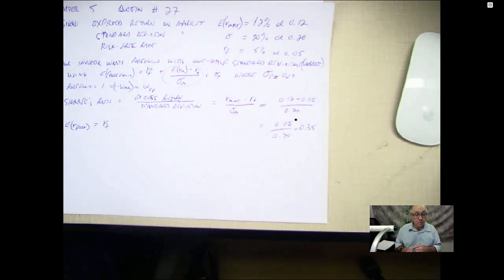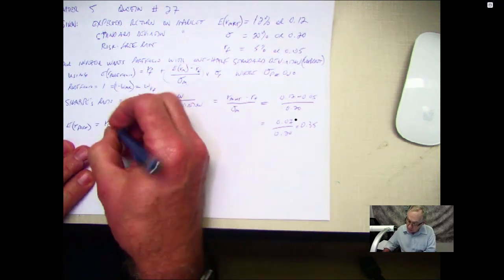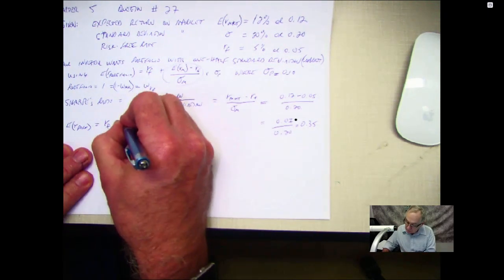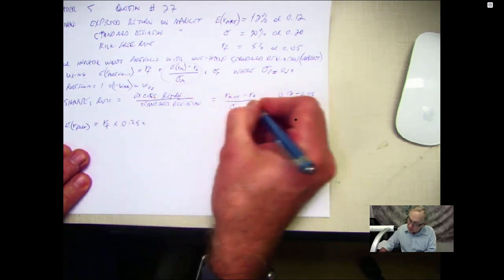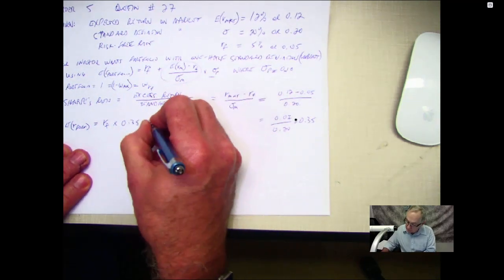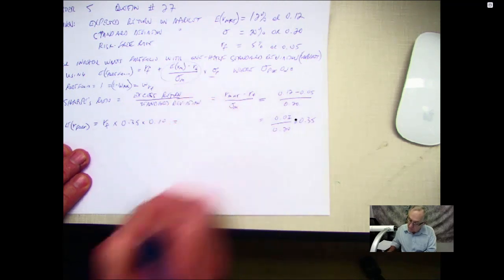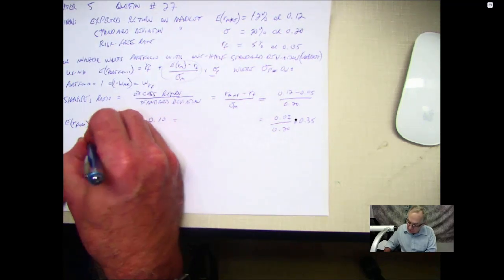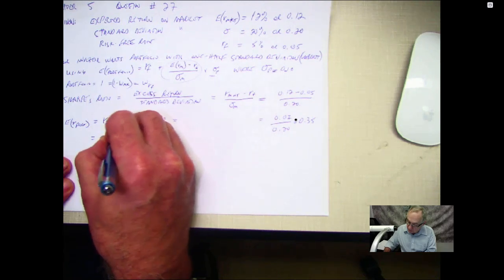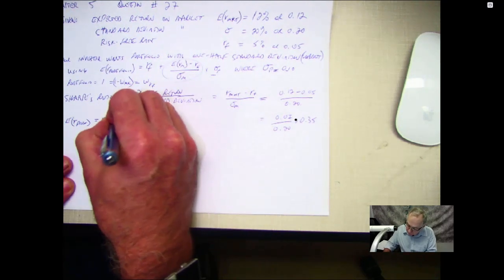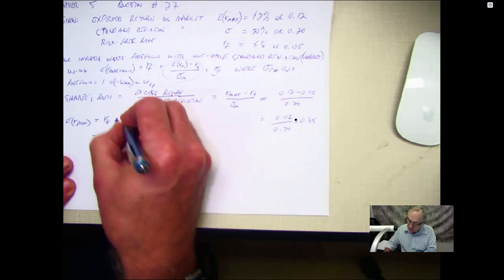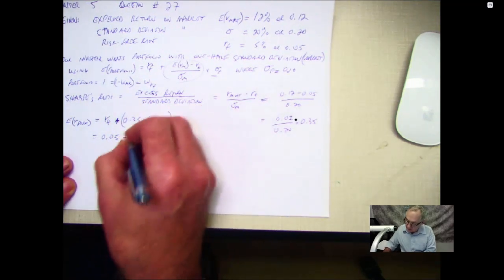Okay, so simplifying, the expected return on the portfolio is going to be our proportion in a risk-free rate, then times 0.35 and times this 0.10. So we know our risk-free rate is 0.05, not times, correction on my part, plus, and for completeness use brackets.